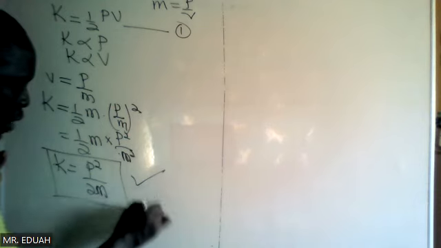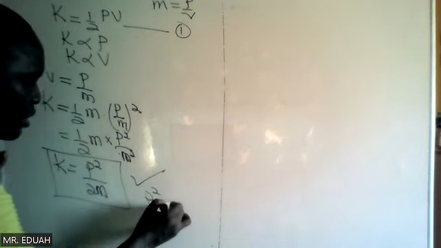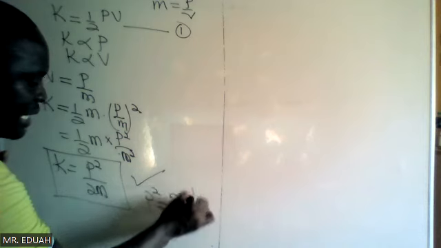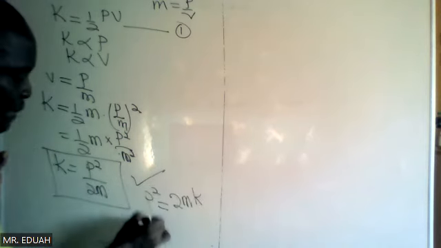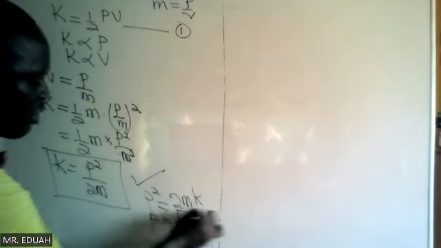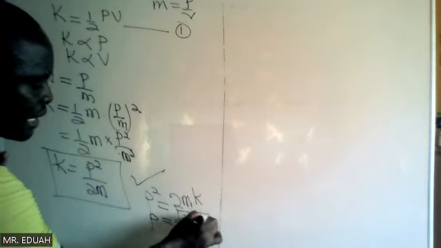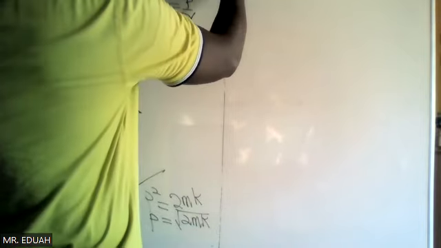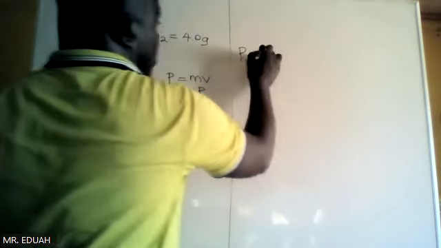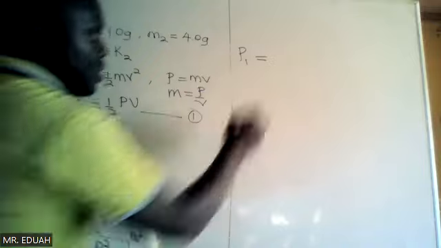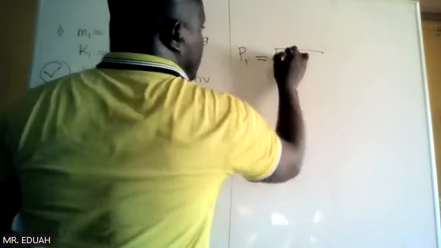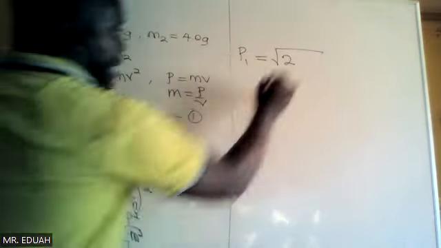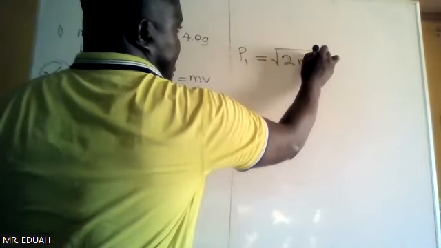Since we are looking for the ratio of their linear momenta, let's make P the subject. P squared is equal to 2mK, meaning P is equal to the square root of 2mK. So if we are looking for the momentum of 1, which is P1, P1 will be equal to the square root of 2 m1 k1.